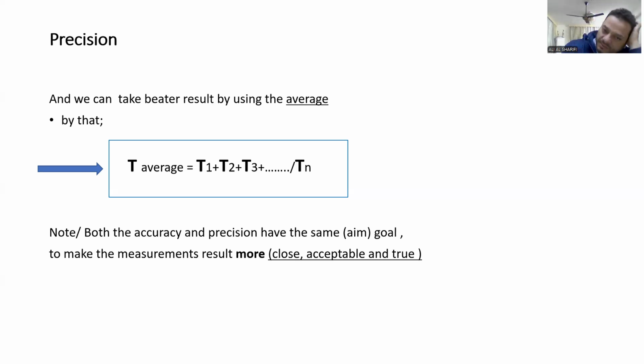Note that both accuracy and precision have the same goal, like I said before: to make the measurement results closer, acceptable, and true. That's their goal.